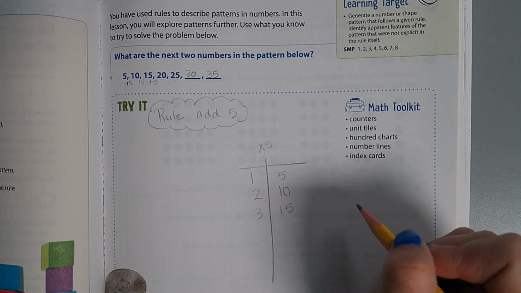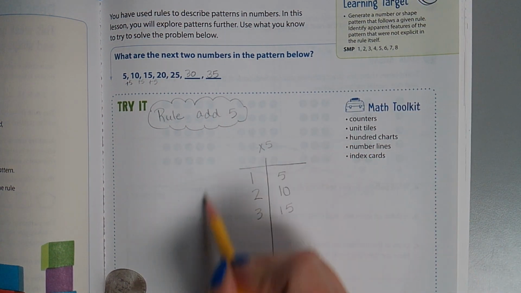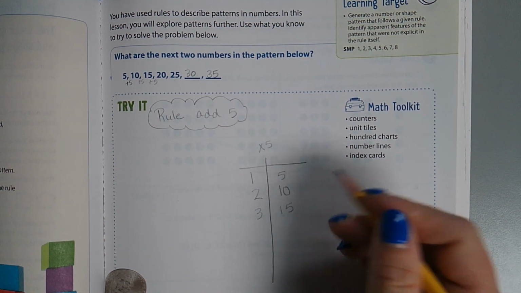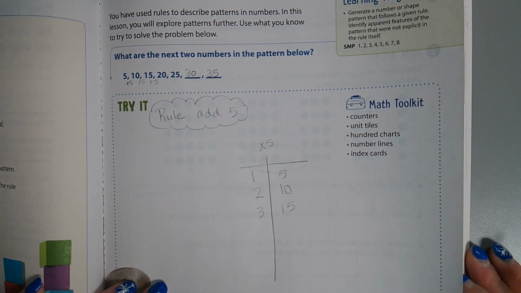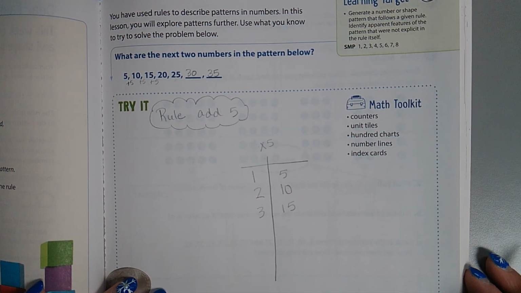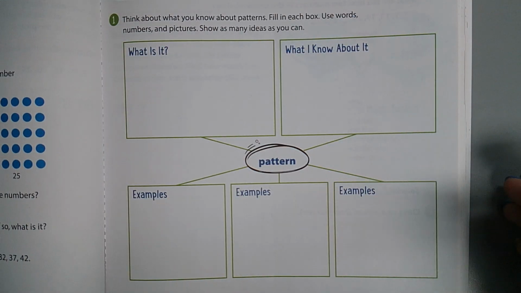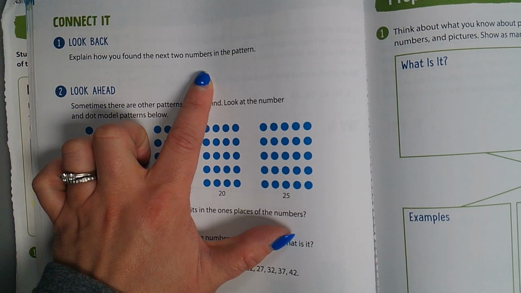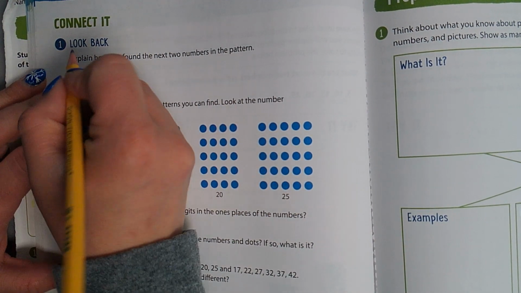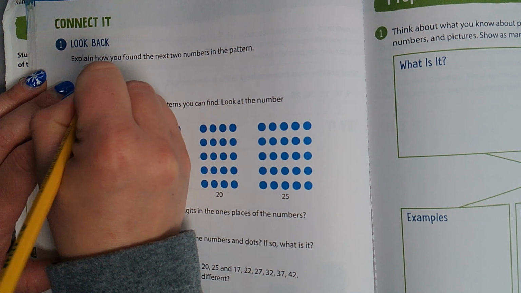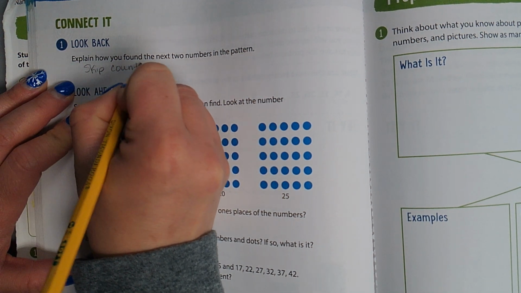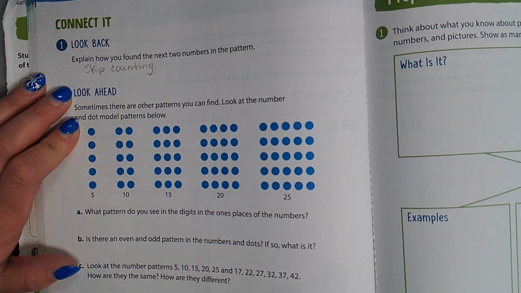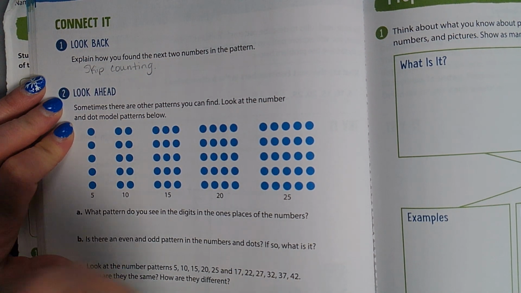For these number and shape patterns, the next lessons are not going to talk about tables, but I am going to include them, because you've already learned about them in our skip counting and when finding multiples, and tables are important. So we're going to explain how you found the next 2 numbers in the pattern. Well, we found the next 2 numbers in the pattern by skip counting. You should have been able to find that easily because we practice skip counting all the time.